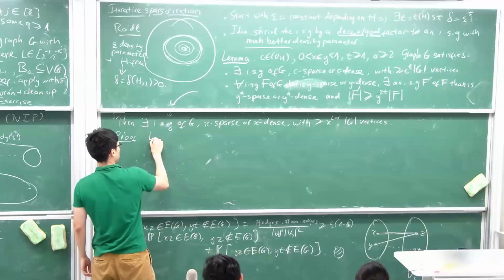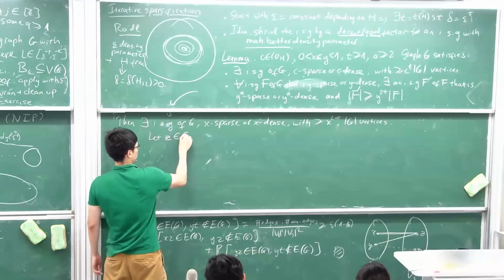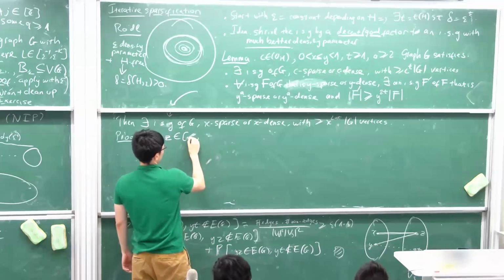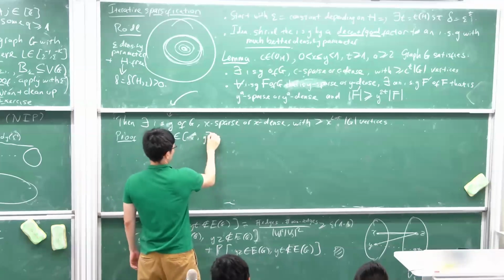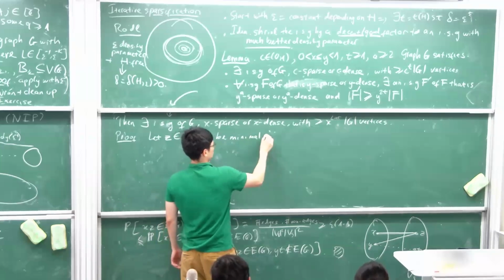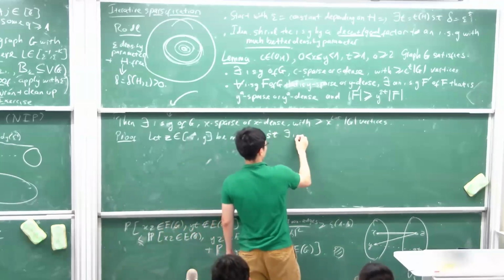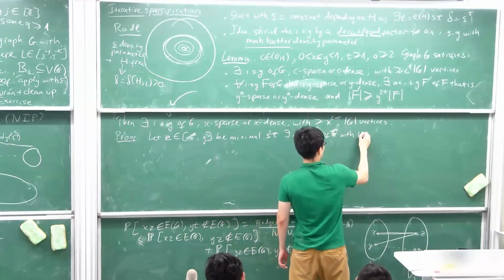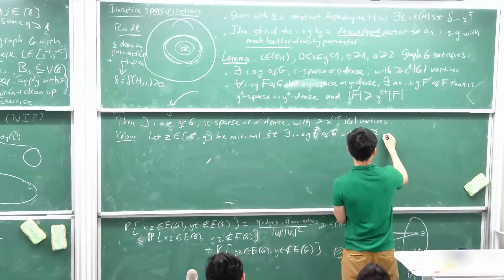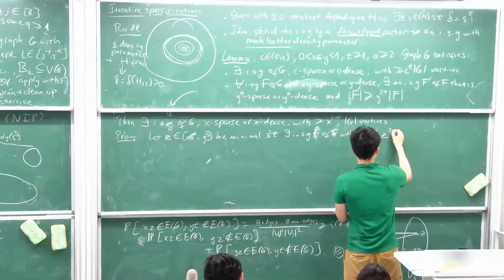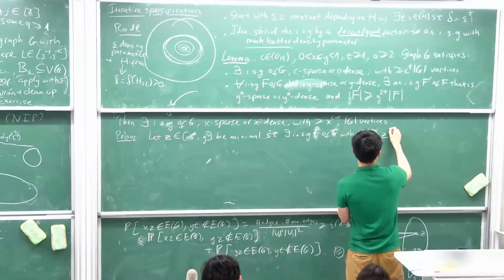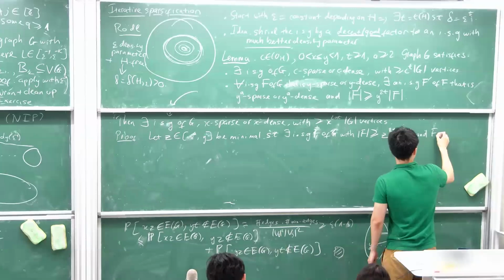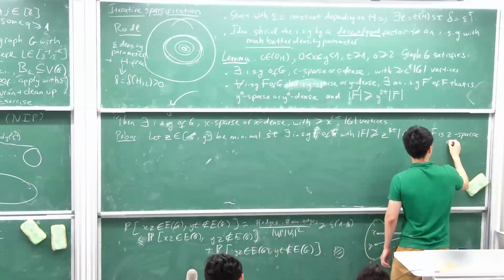Now I want to let Z be from X to A, or this X to A and Y, be minimal such that there is an induced subgraph F of G with at least Z to the 2T times the number of vertices of G, and F is Z sparse or Z dense.